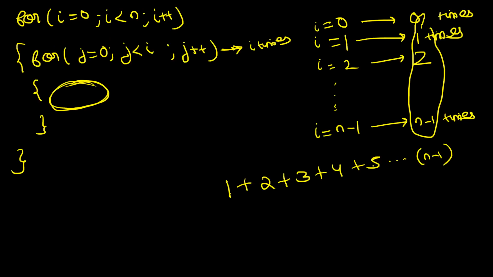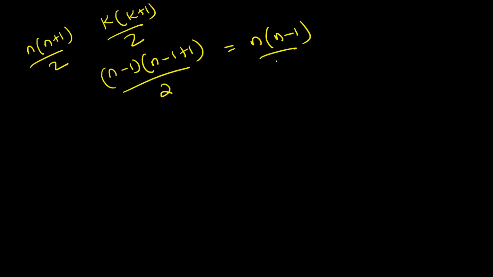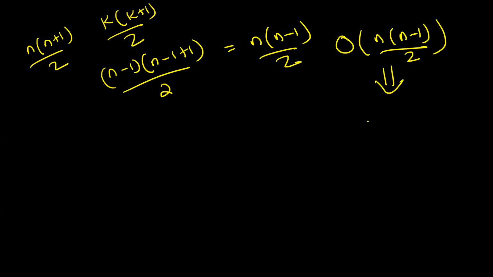So what will be the sum of the first k natural numbers? k into k plus 1 by 2. And what is k for us? I want to find the sum of the first n minus 1 natural numbers. So just replace k with n minus 1: n minus 1 into n minus 1 plus 1 by 2. So it is nothing but n into n minus 1 by 2. So it is big O of n into n minus 1 by 2. These are the number of operations. And if you want to approximate it, you can approximate it to n square.